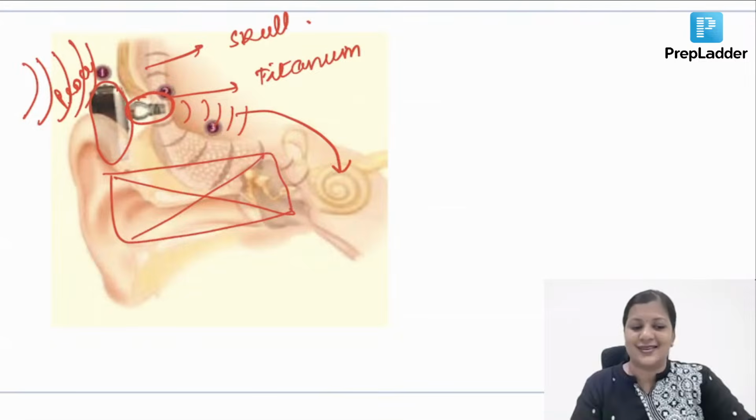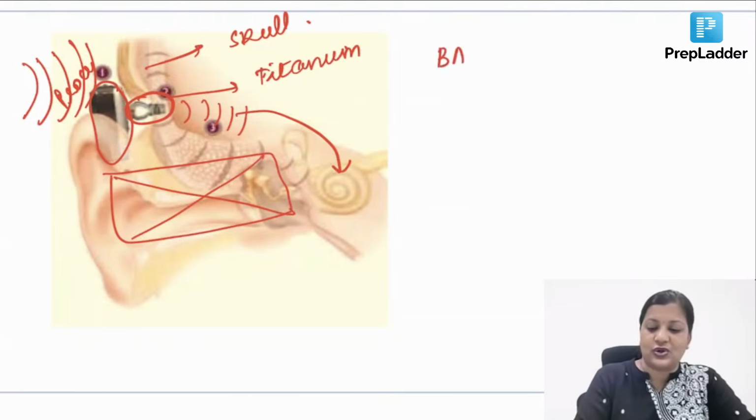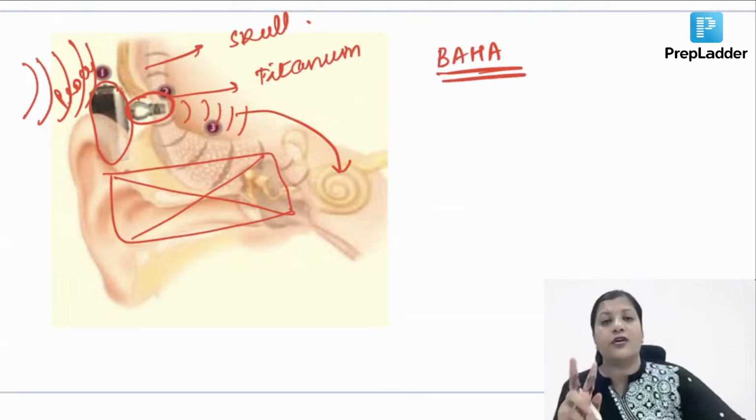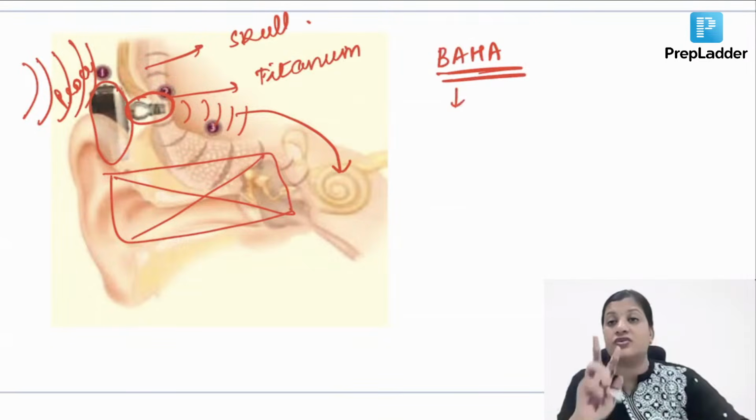Yes. So what is this implant called? Very, very good. This is called BAHA, bone anchored hearing aid. I just want to give you two important points here to remember. BAHA is used in which two conditions?